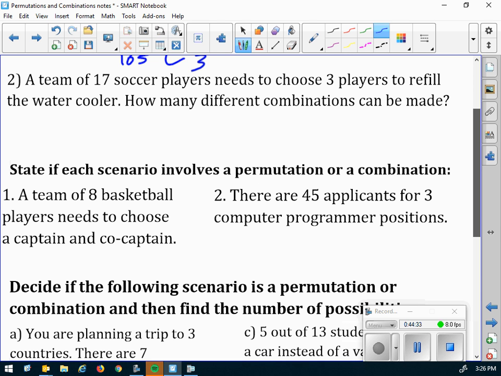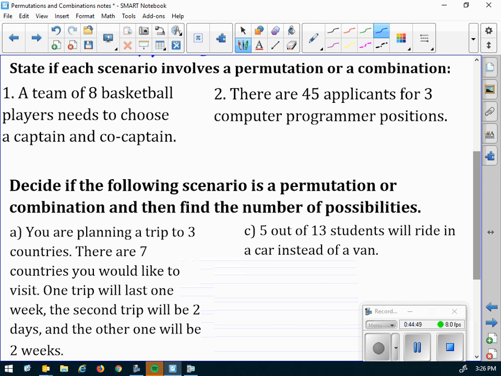A team of 17 soccer players needs to choose 3 players to refill the water cooler because it's heavy. Is this a combination or a permutation? Combination. It's a committee. So 17C3. Now, all we want to know on these last ones is, is it a combination or is it a permutation? All right, look at number 1. A team of 8 basketball players needs to choose a captain and a co-captain. Permutation. Good.